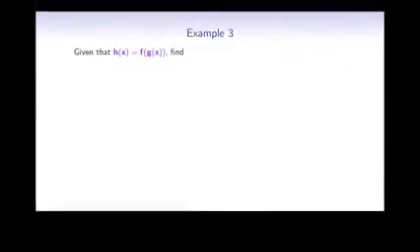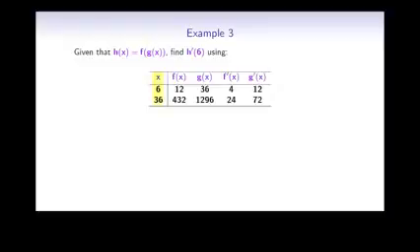Here's the next example. Given that h of x is f of g of x, find h prime of 6 using the following table of information. Notice that the table gives us two values of x. Either x can be equal to 6 or x can be equal to 36. Then we can find the values of f, g, f prime, and g prime using the table.